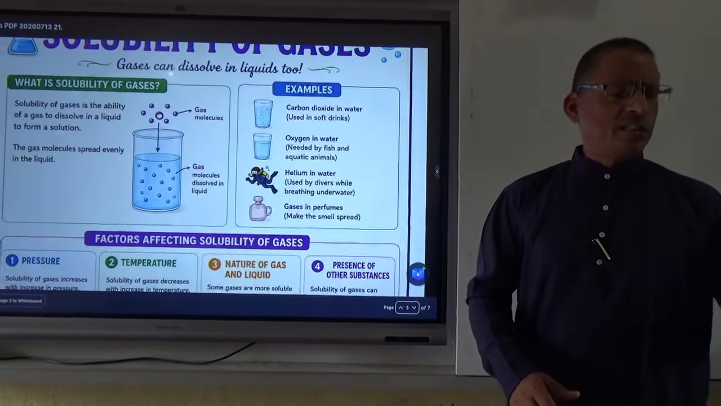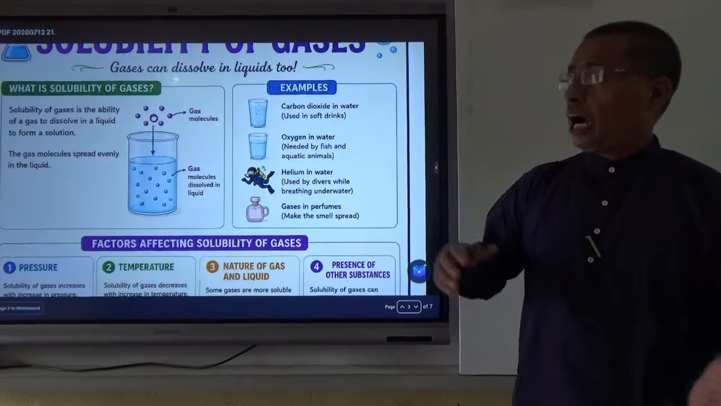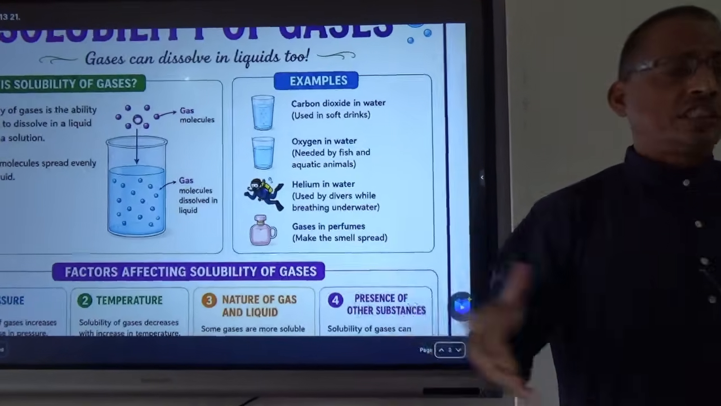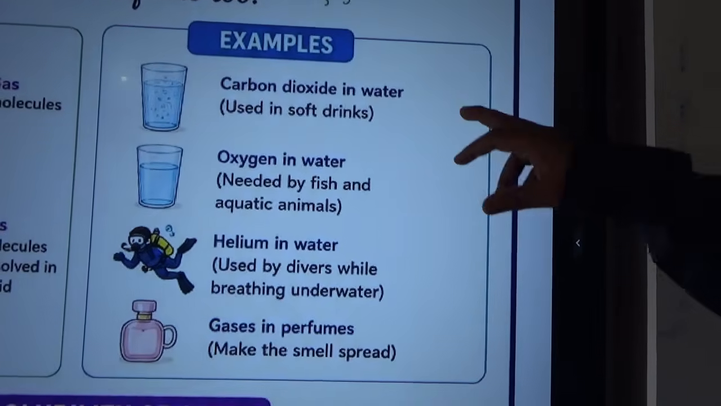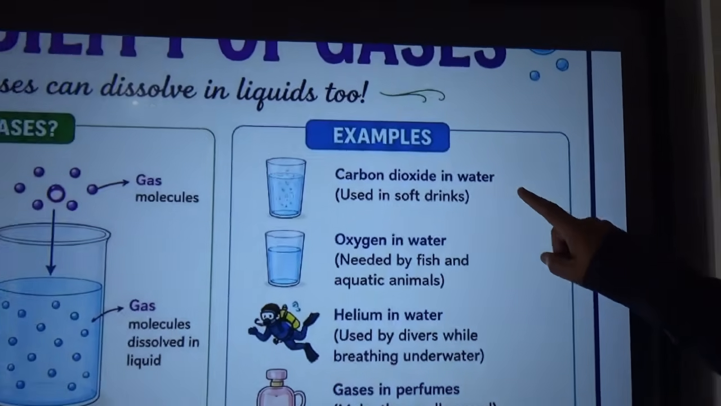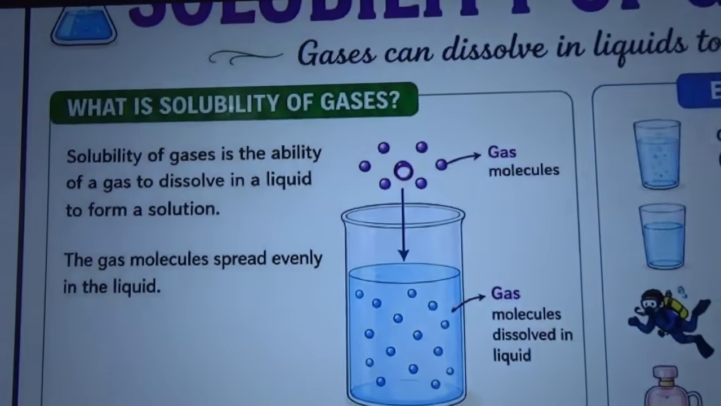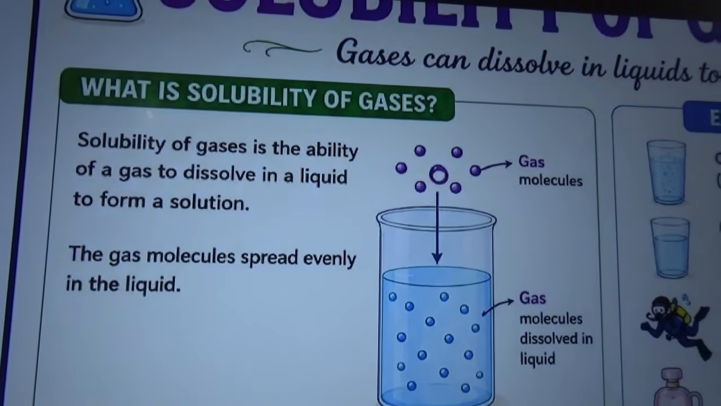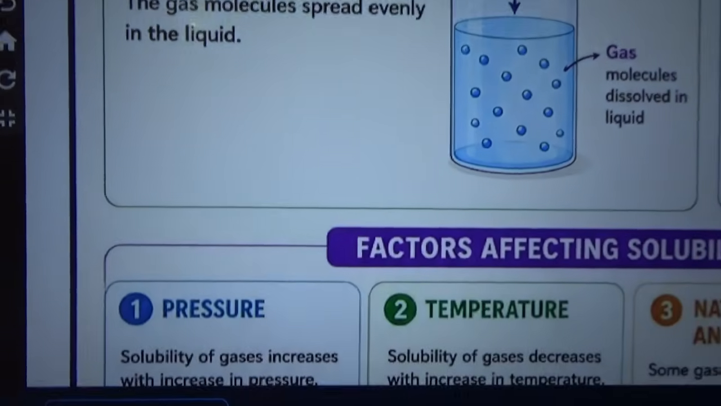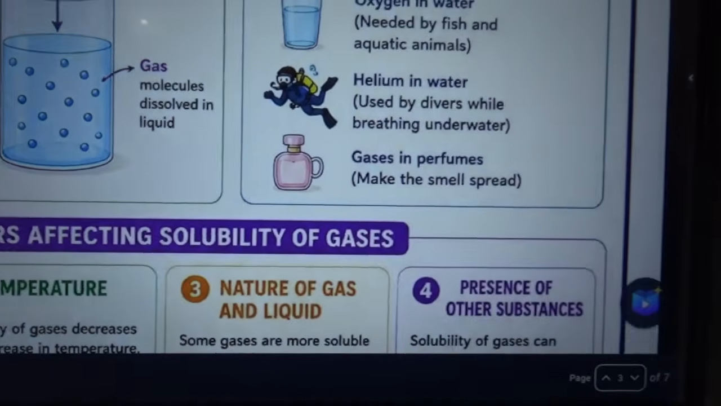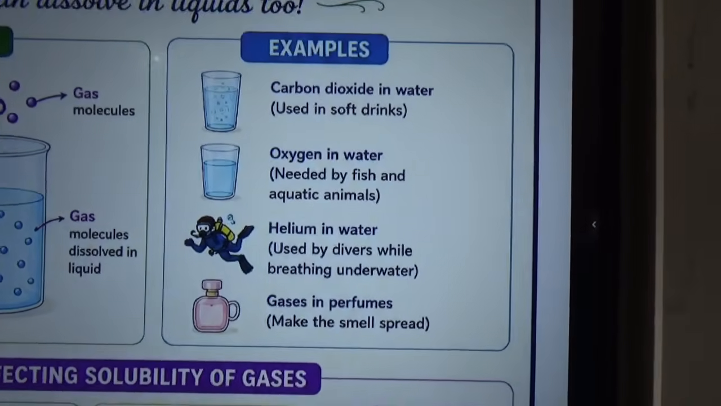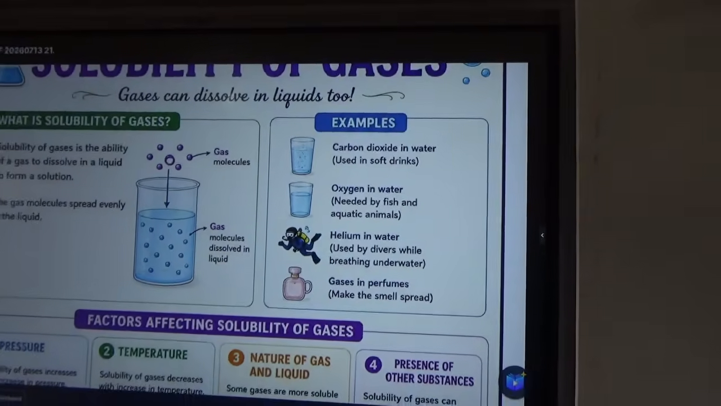Previously I raised the question of how aquatic animals survive there. Carbon dioxide is dissolved in water, oxygen is dissolved in it, helium gas is dissolved, and some perfumes. So many gases are dissolved in it, which helps aquatic animals survive in water.